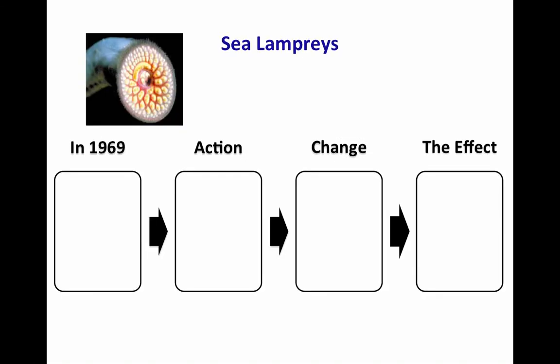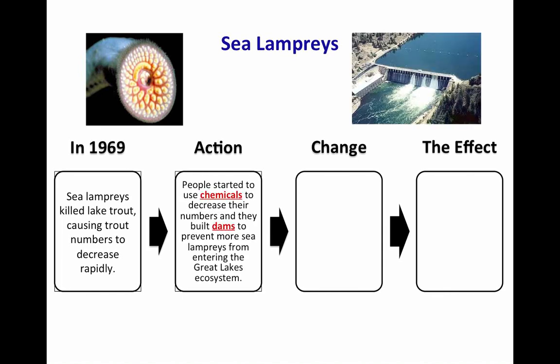So what was happening to the sea lamprey? Well, in 1969, sea lampreys were killing lake trout and causing trout numbers to decrease rapidly. But as we saw in our graph, it didn't stay that way. People started to use chemicals to decrease their numbers, and they built dams to prevent more sea lampreys from entering the Great Lakes ecosystem. Up here in the top right corner, you can see a picture of a dam. This caused a major change. Sea lamprey numbers decreased. And the effect, as we saw in the graph, was that trout populations returned to normal.